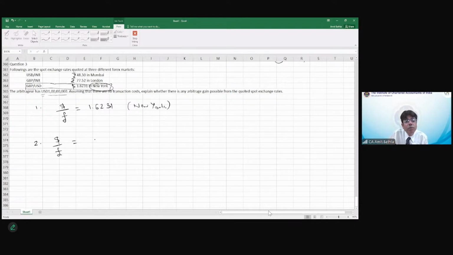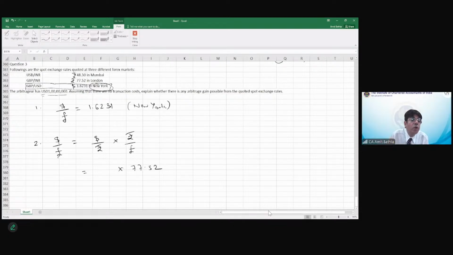For that, how will I compute? I need dollar to be there in the numerator in one of the rates, and in another one, pound has to be in the denominator. So which is the third currency which is available over here? Rupee, INR. Now I am going to check: do I have rupee to GBP price available to me? Yes, sir, 77.52 in London. That is available to me.